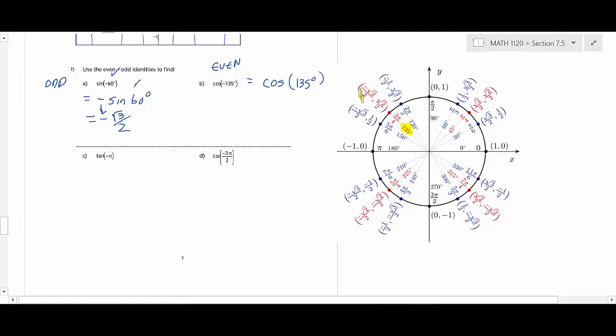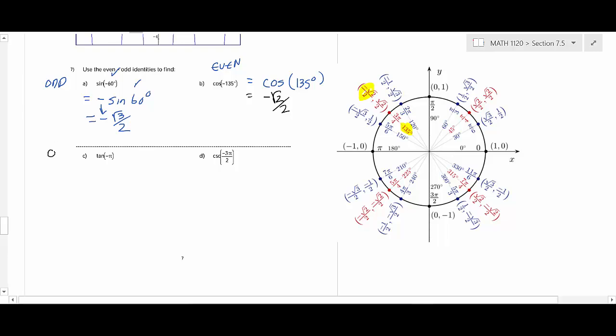It is the x value, correct? Okay, so that's it. That means the answer to this problem would be negative square root of 2 over 2. Okay, cosine's x, sine's y. So you can do that boom, boom. But you got to know which functions are odd and which are even.